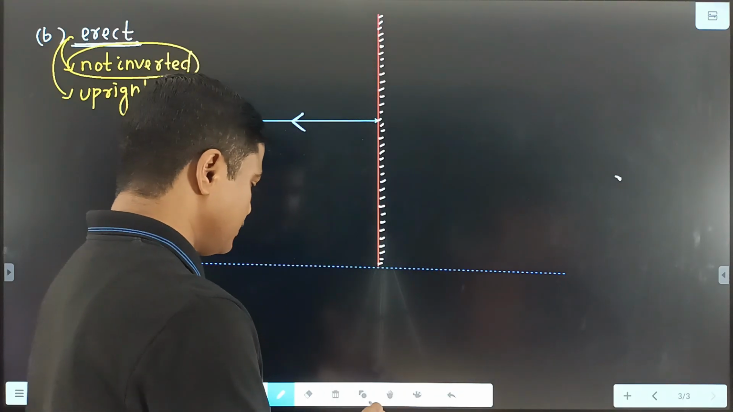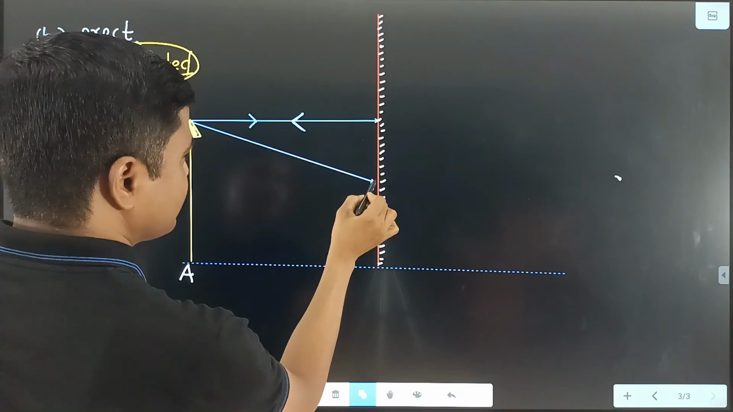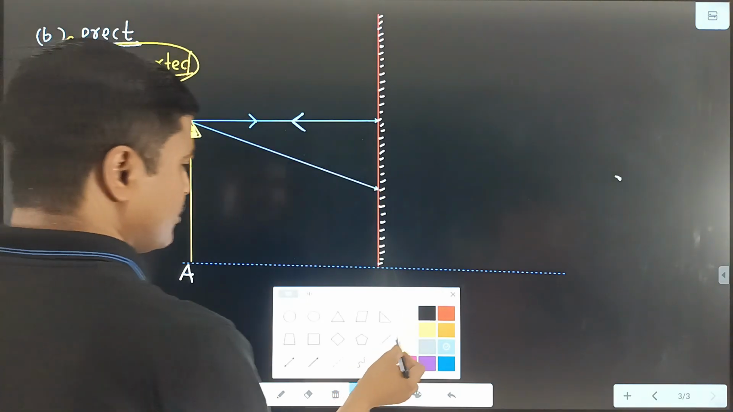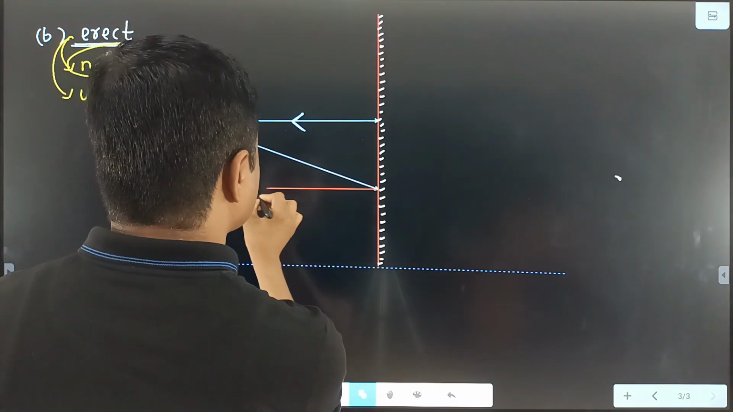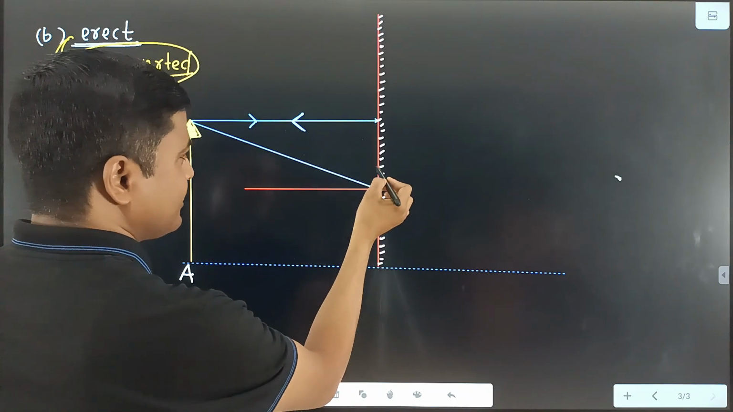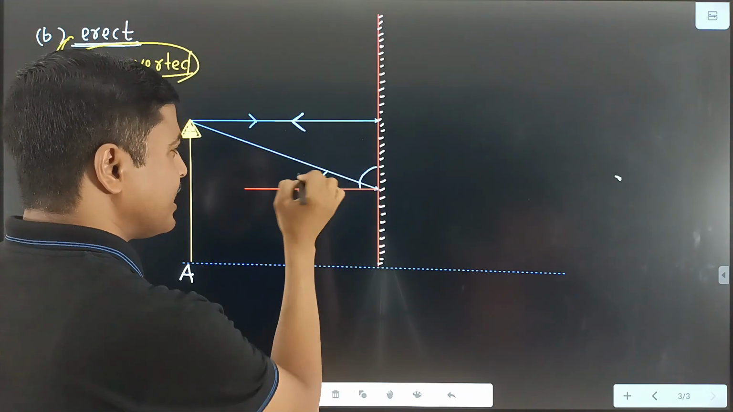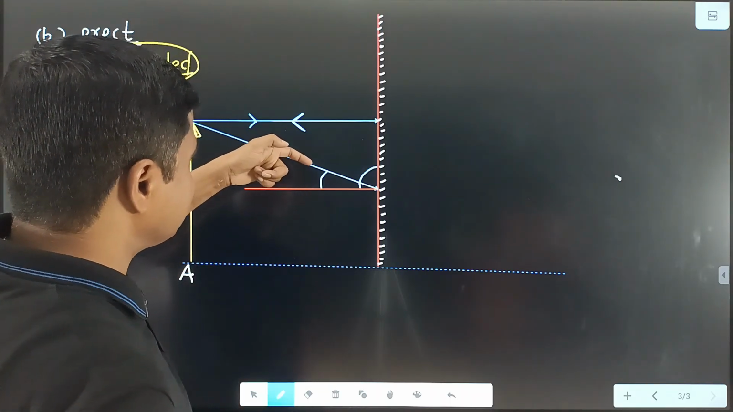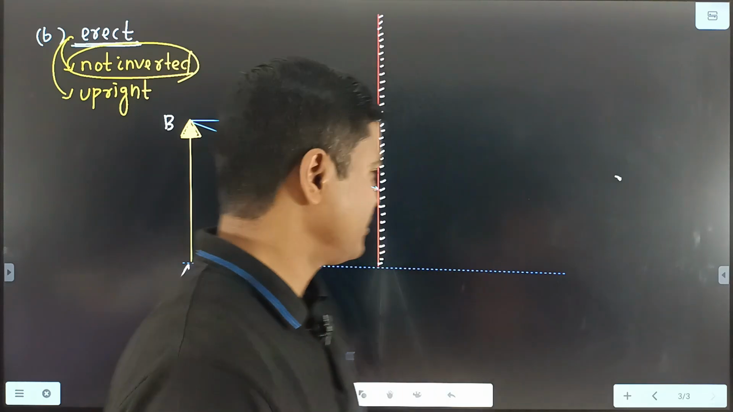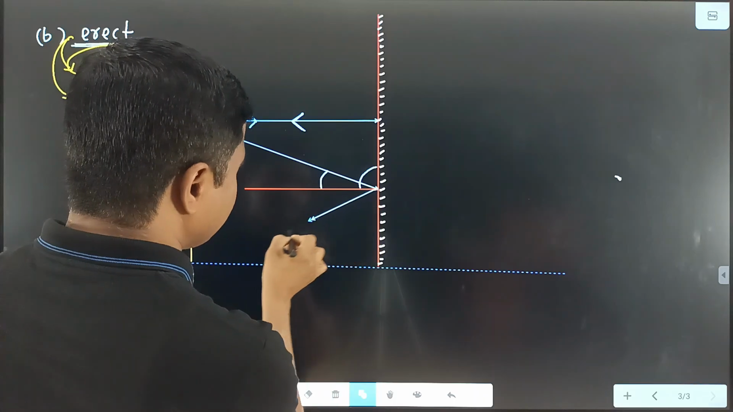Similarly, we draw another incident ray, a second incident ray towards the mirror. Suppose this one is the second incident ray, meeting at this point. Then what happens? Here we draw a normal, or perpendicular, to the surface of the mirror, because this angle is 90 degrees. This angle is the angle of incidence, the angle between the incident ray and the normal, and with an equal angle the ray is returned back into the same medium, in this direction.